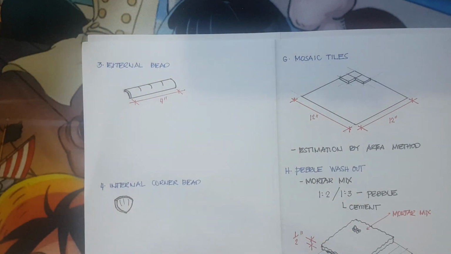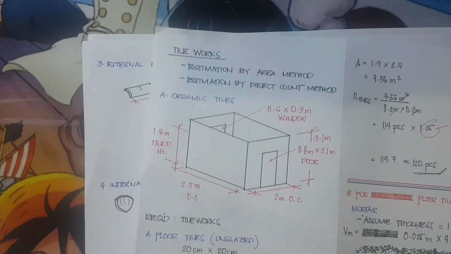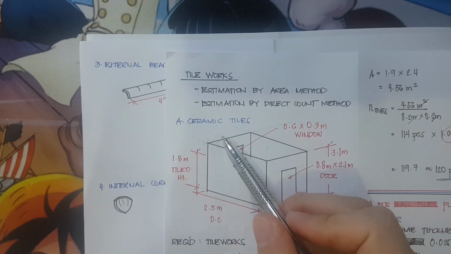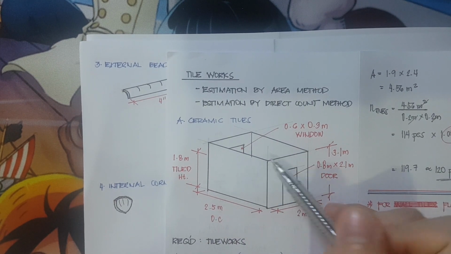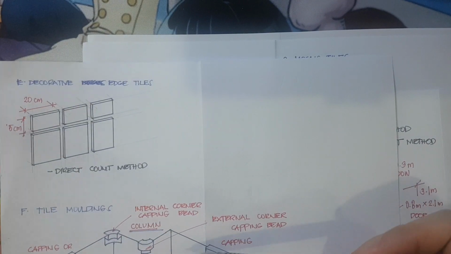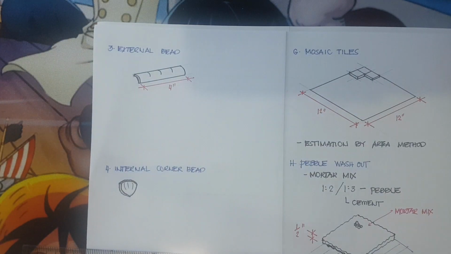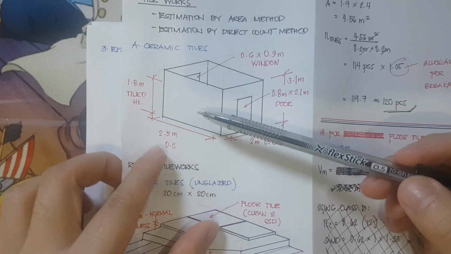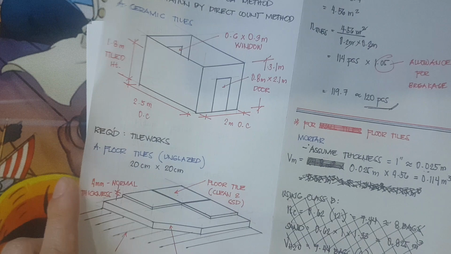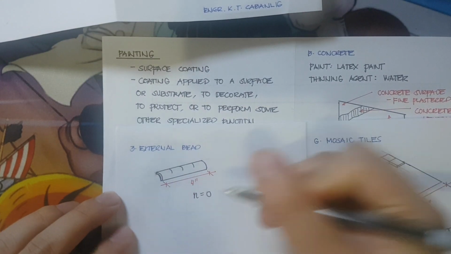Next would be the external bead. Going back to our plan, do we have an intersection going out, or an existing column inside the room? None. Compared to our earlier drawing that had a column and an intersection going outward, this time our structure has no outward intersection. All are inward. Therefore, our external bead is equivalent to 0.